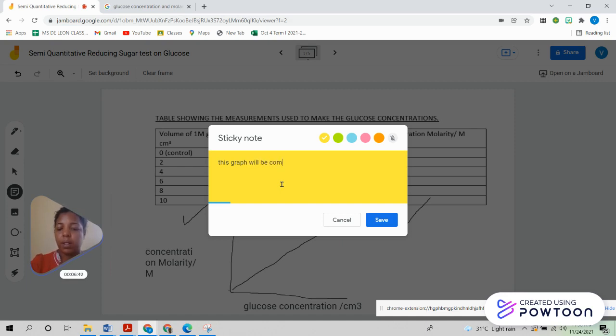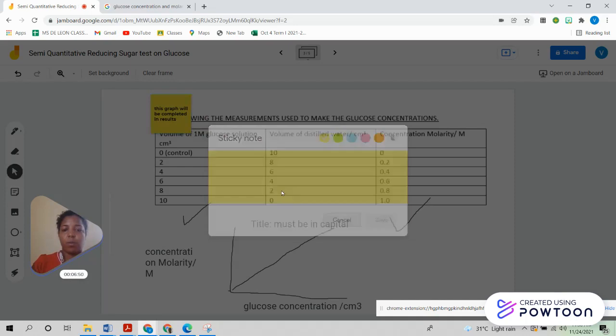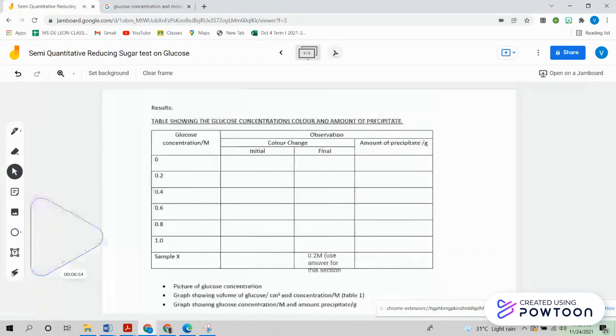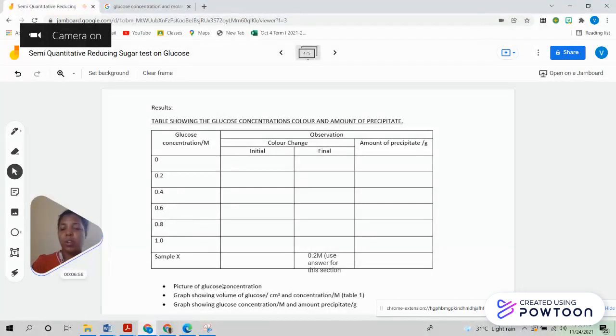Will be completed in results. Right. So that's your first graph. So you have your picture and you have your first graph. And then your second graph is going to be your glucose concentration versus the amount of precipitate.